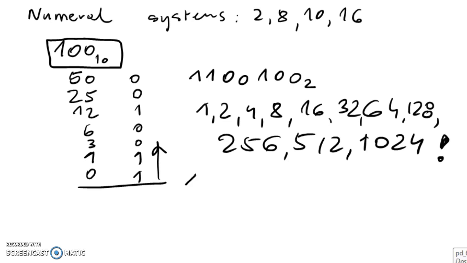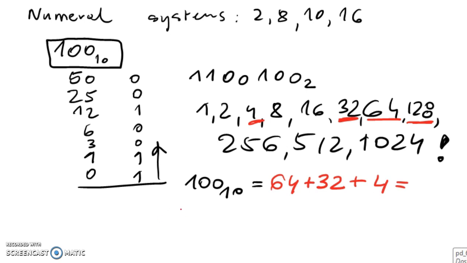And then try to do the same. Start with 100 in decimal and try to express it using these powers, by guessing. Of course, it is too much to start with 128, so we must start with 64. What is left up to 100? 36. But you don't have 36, but you have 32. So 36 minus 32 gives you 4. And 4 is here.